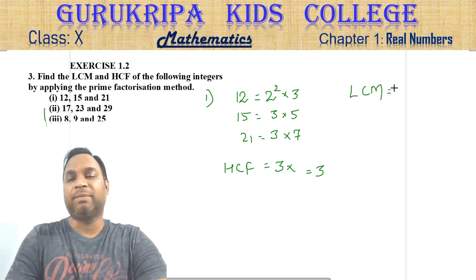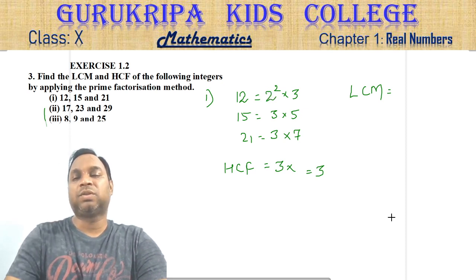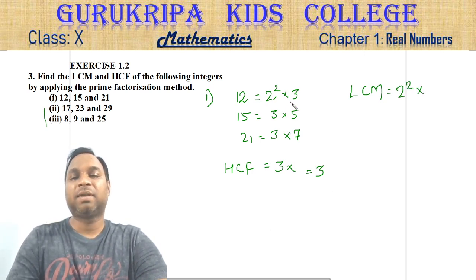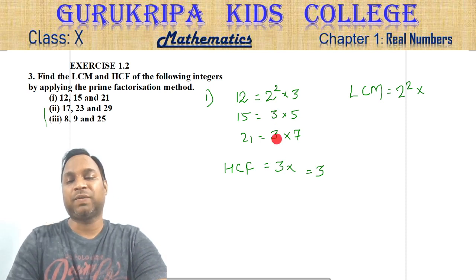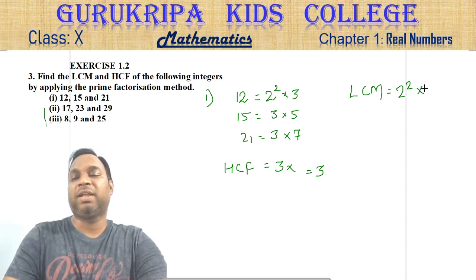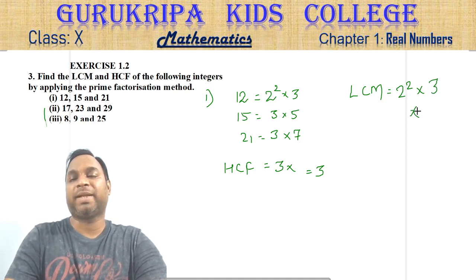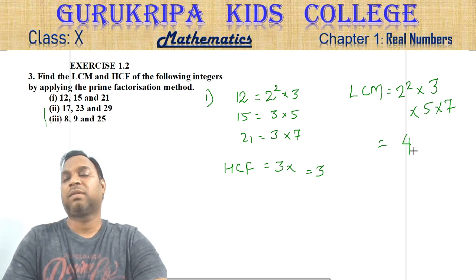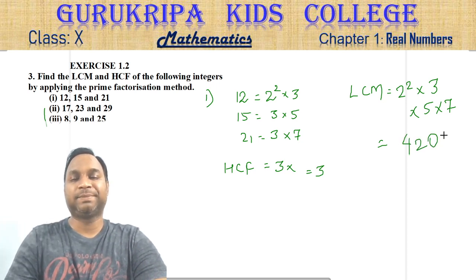If you talk of the LCM, what will be the LCM? What is the maximum power of 2? Maximum power of 2 is 2 here. That is the maximum. So LCM will have 2 square. What will be the power of 3 in the LCM? The power of 3 is 1 here, 1 here, 1 here. So the power of 3 will be 1 in the LCM also, multiplied by 5 multiplied by 7. Same process. 5 has maximum power 1, 7 has maximum power 1. You have to multiply all these numbers to get the LCM. So the LCM is 420.